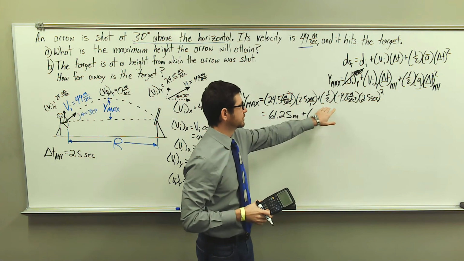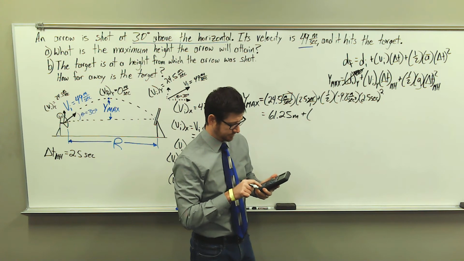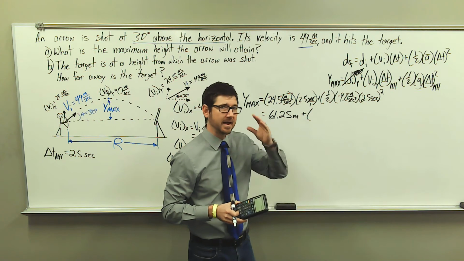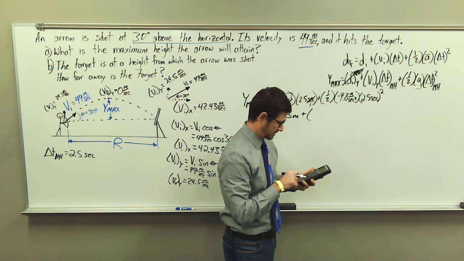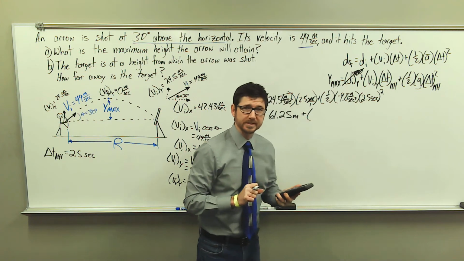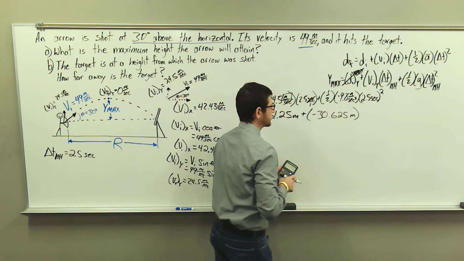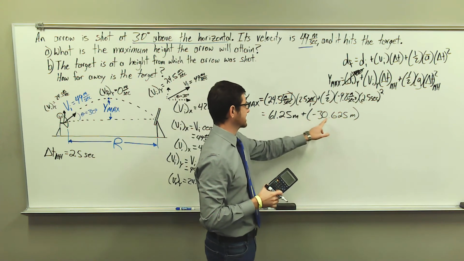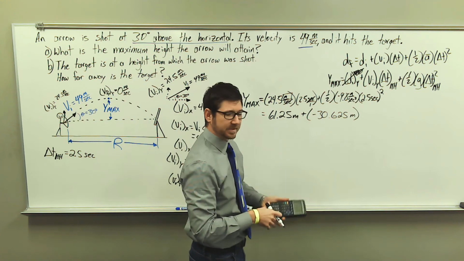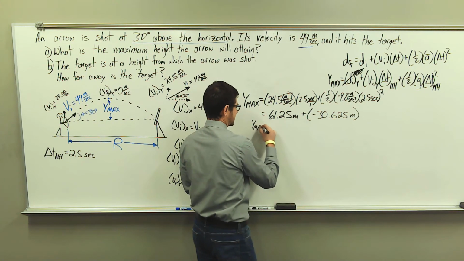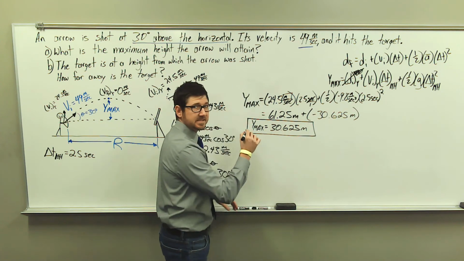plus, now, according to the order of operations right here, we have to take care of our exponent first. So 2.5 seconds squared is going to give me 6.25 seconds squared times negative 9.8, and then divided by 2. And this is going to give me a negative 30.625 meters, okay? So 61.25 meters plus a negative 30.625. So 61.25 minus, that's going to give me 30.625. Okay, so y max is equal to 30.625 meters. So that is the answer for part A.